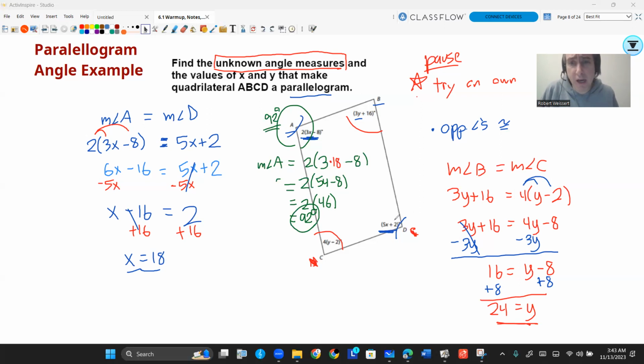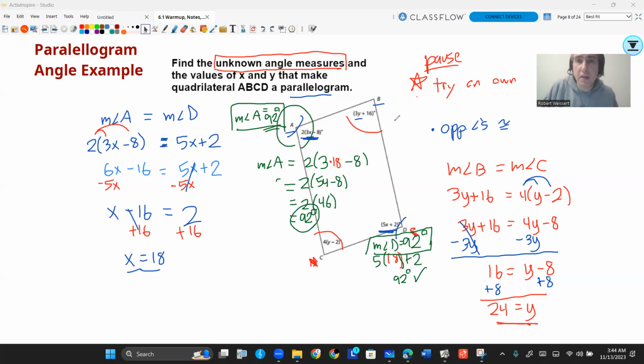And then I can go to the opposite side, and that should be also 92 degrees. Opposite angles should be congruent. So let's double check that. Angle D is 5x plus 2. 5 times, again, x is 18. So 5 times 18 plus 2. 5 times 18 is 90. 90 plus 2 is 92. So that checks. So the measure of angle D is also 92. Measure of angle A is 92.